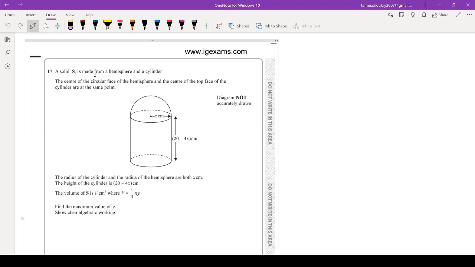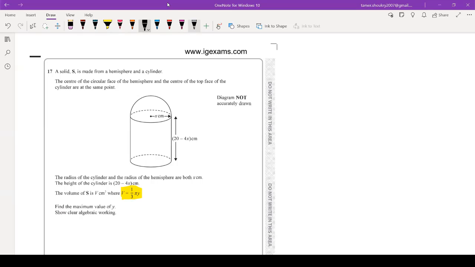He says that the volume of the shape is 1 over 3 pi y. So this is given in the question. He said that the volume is 1 over 3 pi y, and he's asking for the maximum value of y.